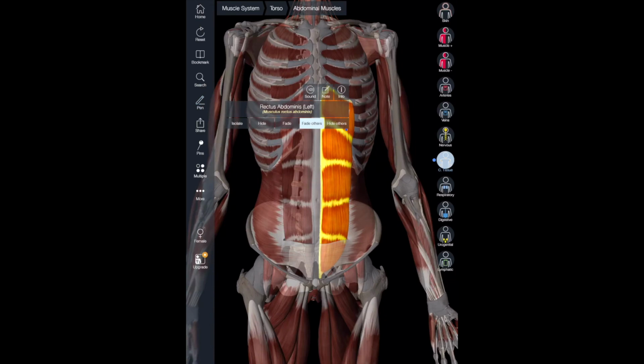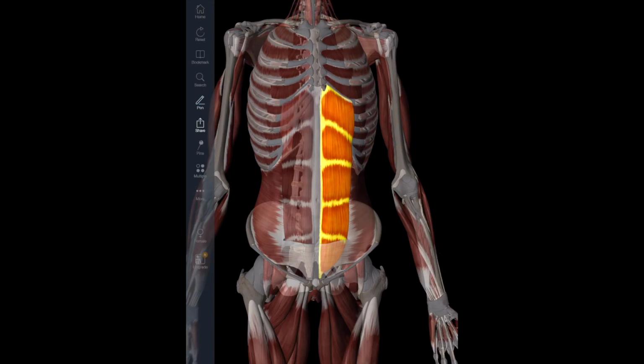There. Now we can see its attachment down here at the pubic bone. So it attaches here at the pubic bone, and then it attaches up here at the xiphoid process and the cartilage of ribs 5 through 7. So in through here, cartilage of ribs 5 through 7. That's where rectus abdominis attaches. So it's spanning this distance. It has a long distance to span.